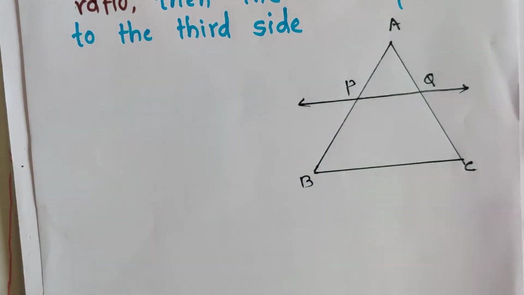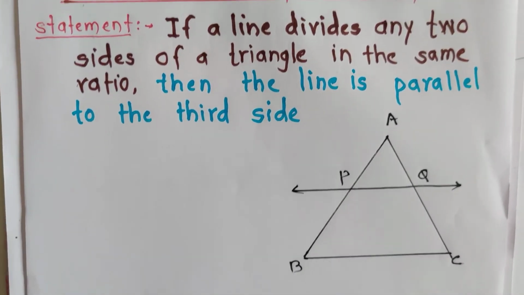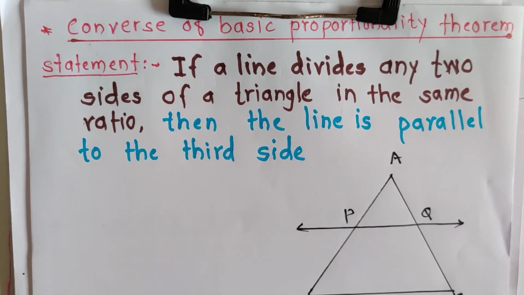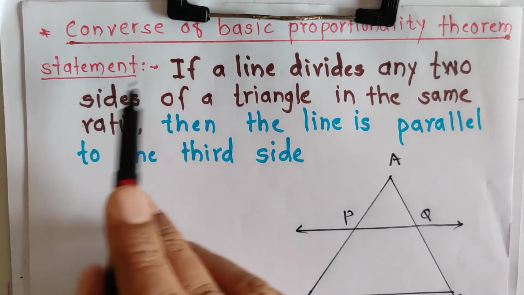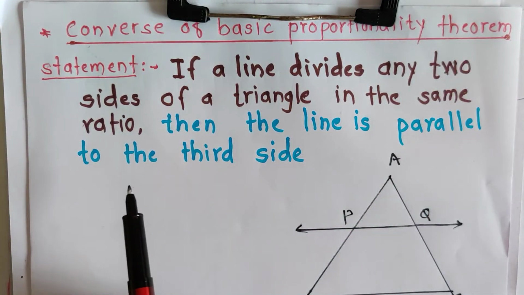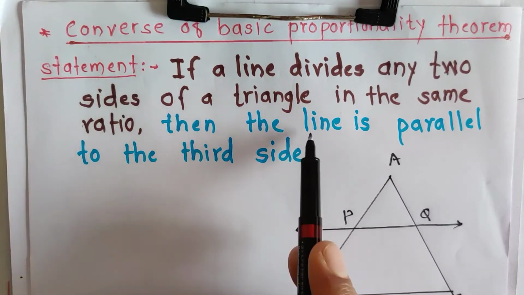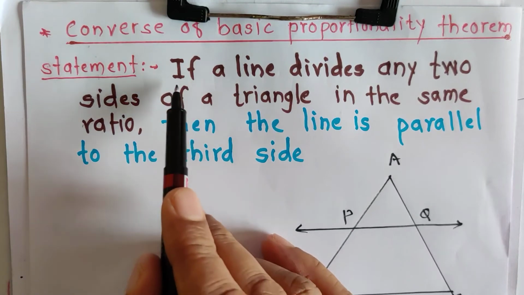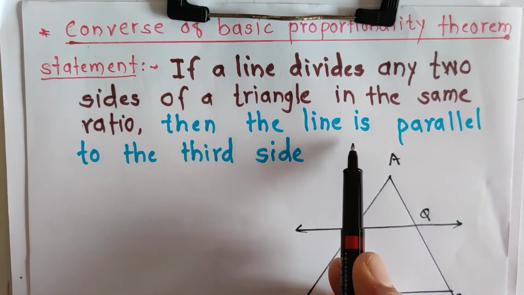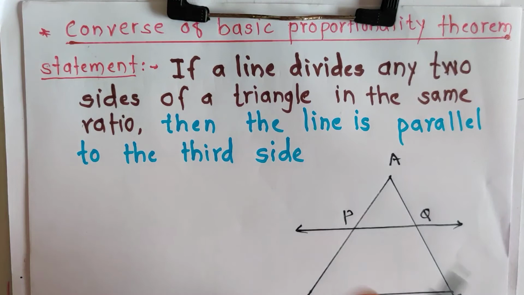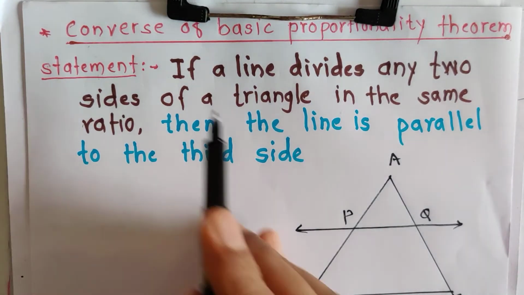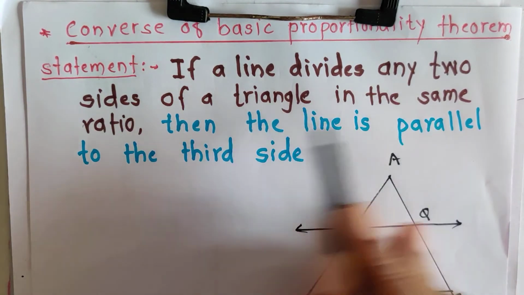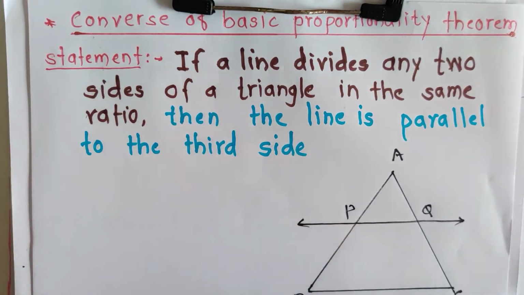No need to prove this theorem. Only remember the statement. We have to use this theorem while solving the examples. Converse means the statement after 'then' becomes the statement after 'if', and the statement after 'if' becomes the statement after 'then'. So we have to exchange those statements. This is called converse. So here, if a line divides any two sides of a triangle in the same ratio, draw the figure from the given statement.